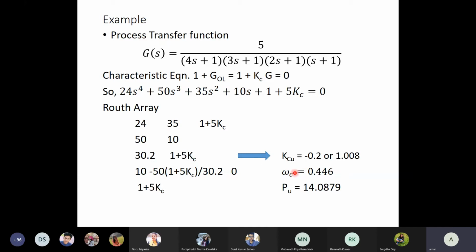From this, I can find out omega c, because this element will become 0. This row will become 0. So the previous row from here, I can find out omega c will be 0.446. And from there, I can find out the Pu will be this value. So once I get the Kcu and Pu, then I can use the settings.